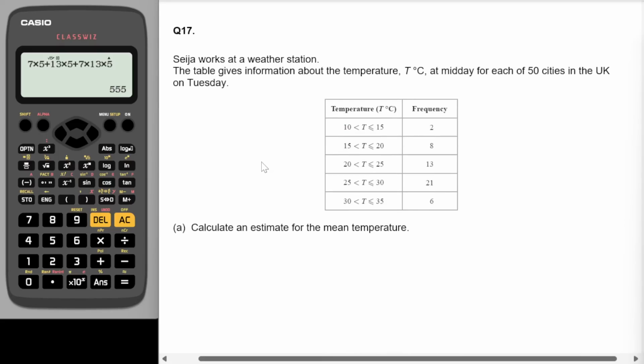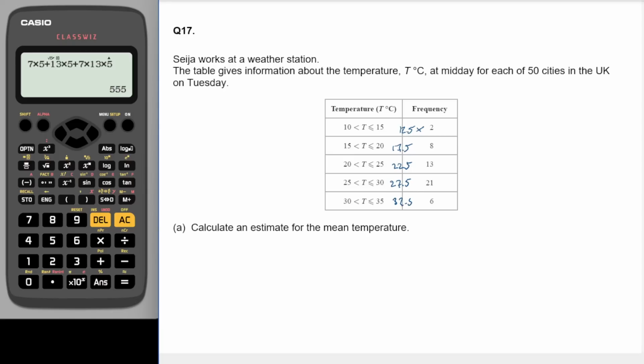And 17. Seja works at a weather station. The table gives information about temperature, T degrees C, at midday in each of 50 cities in the UK on Tuesday. Calculate an estimate for the mean temperature. So for that, we need to multiply the midpoints of each group. The middle of that would be 12.5, 17.5, 22.5, 27.5, and then 32.5. And then we times that by the frequencies, and then we add them up.